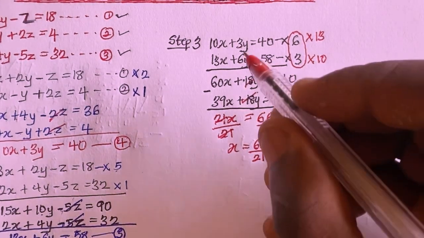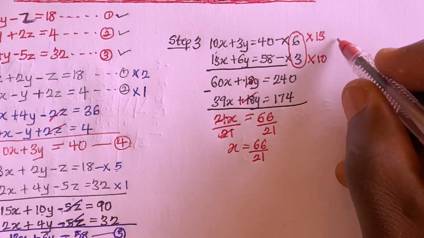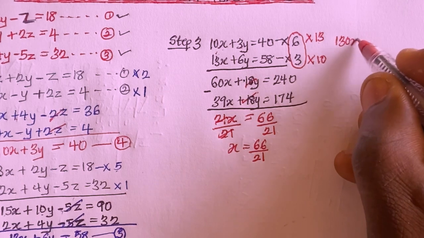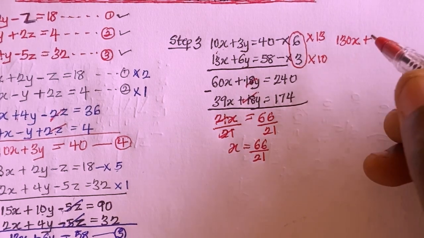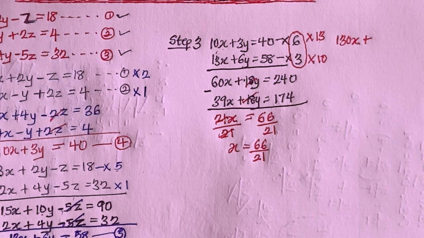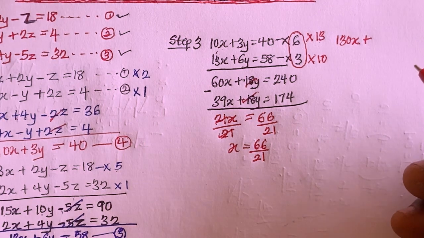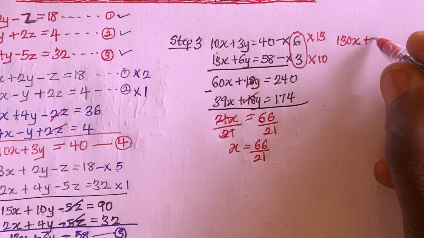So now in this case, 10x multiplied by 13, that's going to give me 130x, right? Then plus, in this case, 3y multiplied by 13, that should give me 39, right? So 3 times 13 is 39. Then I'm going to have 39y, right?